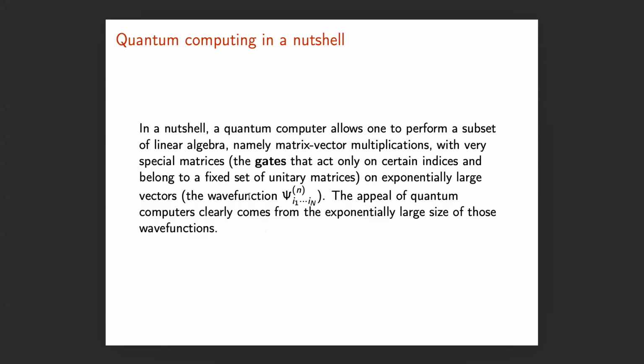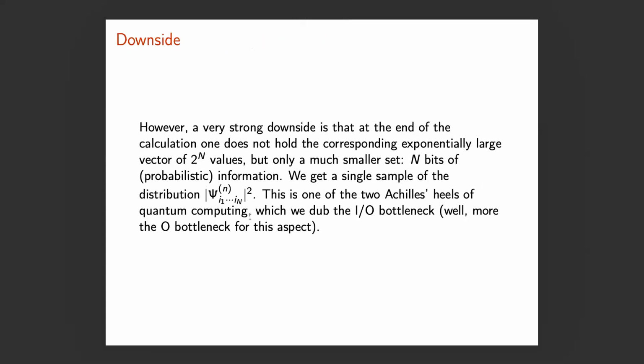So the appeal is due to the fact that you can realize intermediate states which access the whole Hilbert space. But obviously, when you make the measurement, it collapses to a specific state. As I said here, the downside is that one does not hold the corresponding exponentially large vector of 2^n values, but only a much smaller set, n bits of information. And then you get a simple sample of the distribution. That's normally one of the Achilles heels of quantum computing.